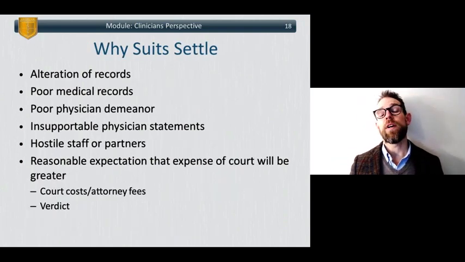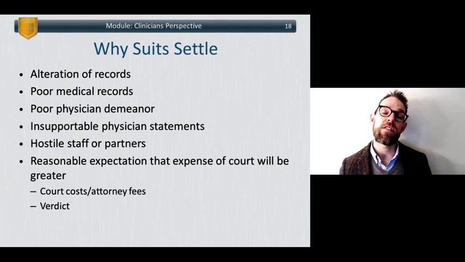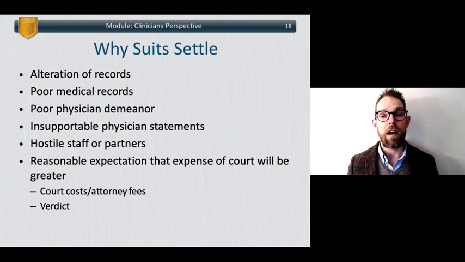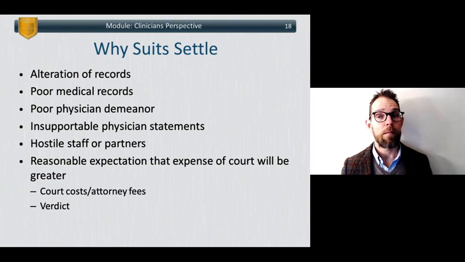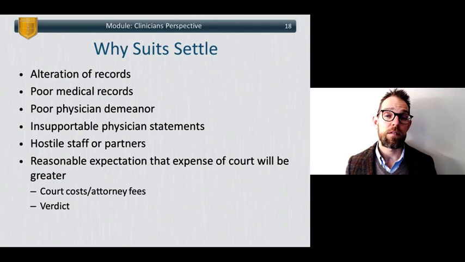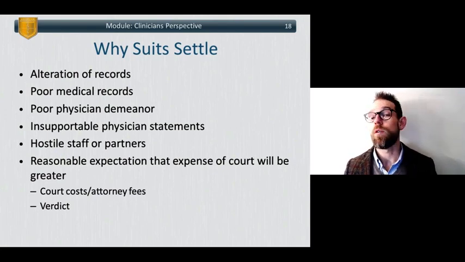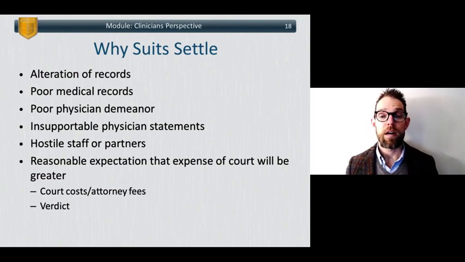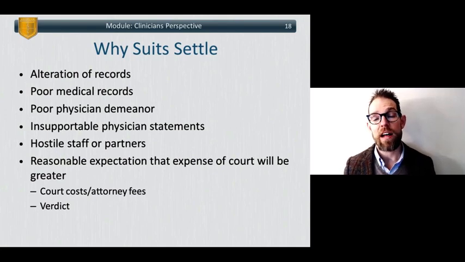So we already established that about 60% of cases are dropped, but a full quarter of them are settled. So why do suits settle? After the fact, were medical records altered? Was documentation poor? Was the physician confrontational, problematic, have a bad attitude? Were the physician's statements about treatment insupportable? Did physicians or providers working together demonstrate hostile staff?